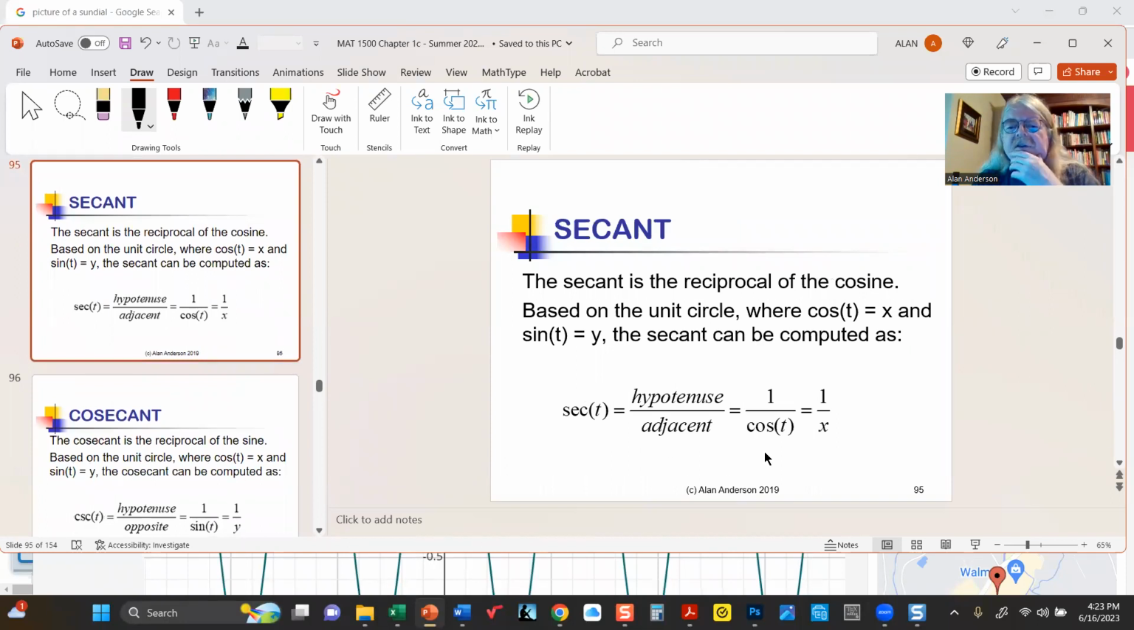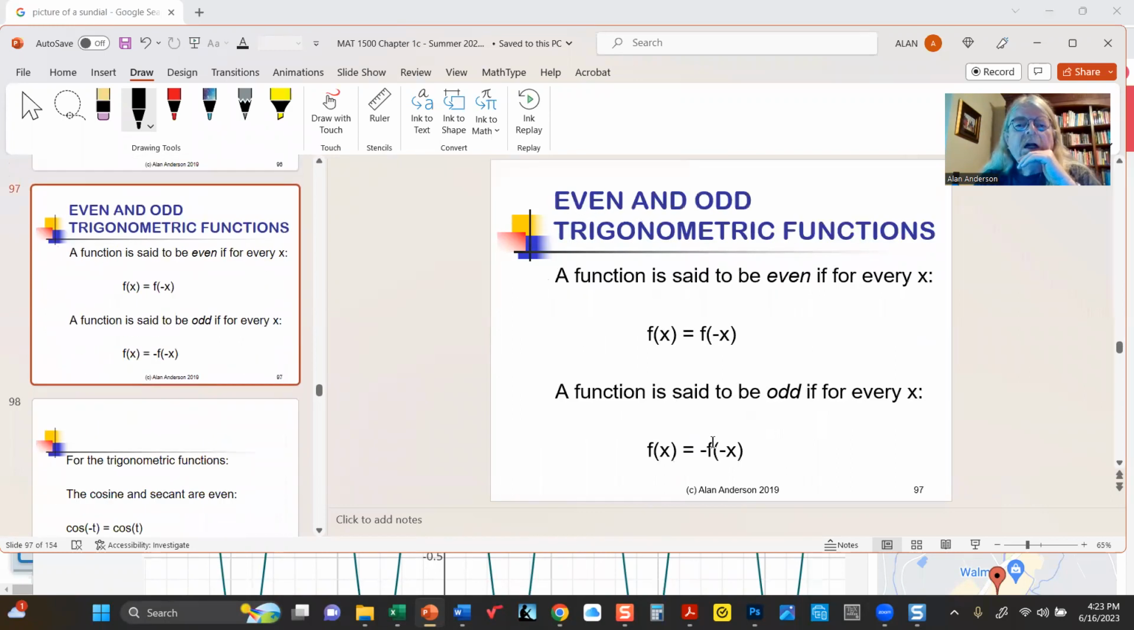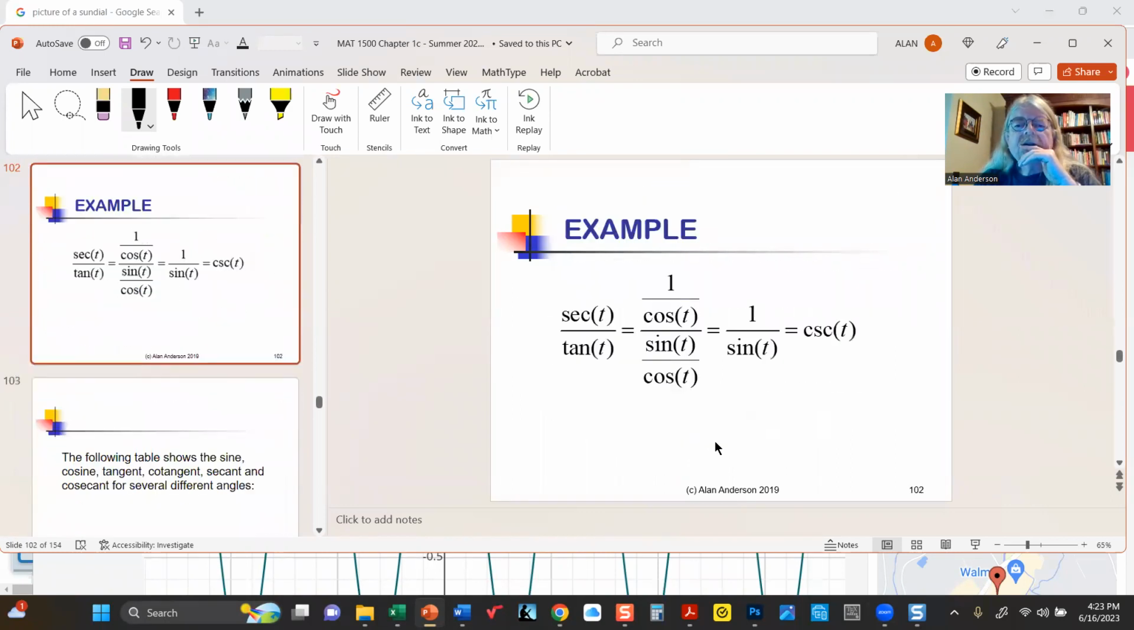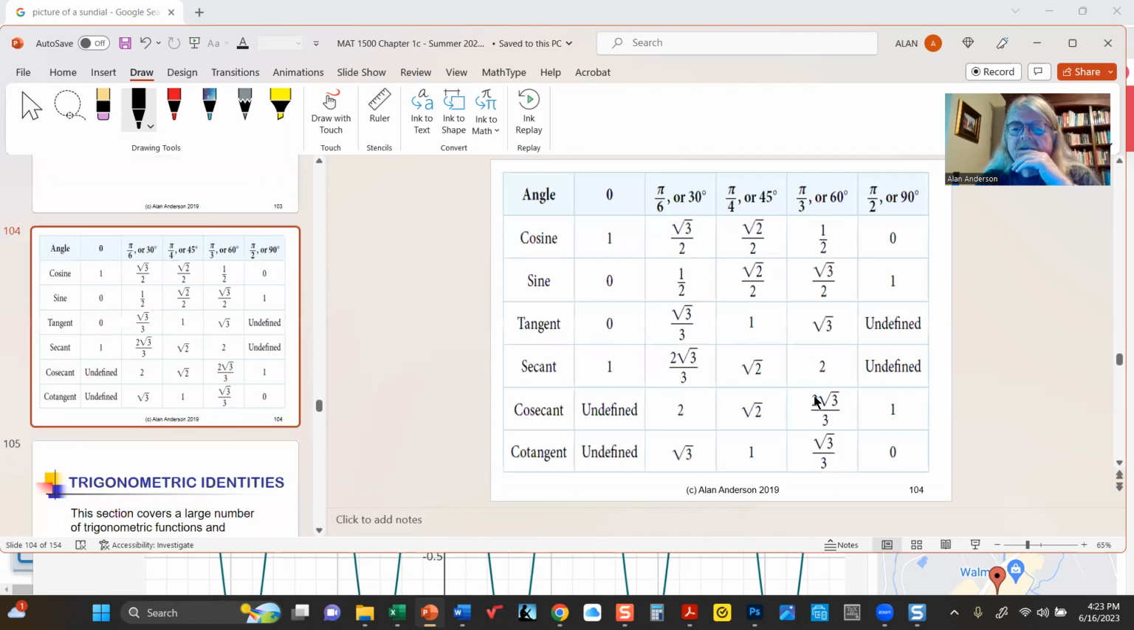The secant is the inverse of the cosine. The cosecant is the inverse of the sine. All right. Trig identities. And yeah, this is what I was referring to. If you had something like this, the secant over the tangent, if you rewrote these in terms of the other trig functions, you can see here the cosines cancel out. You're left with 1 over the sine, and that in turn means the cosecant. Okay.